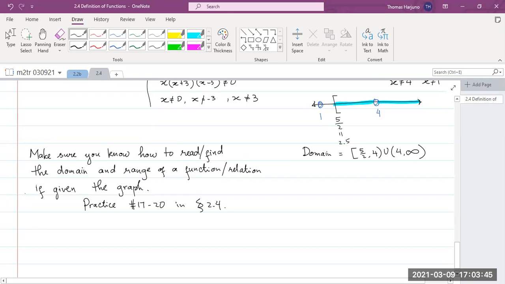Also about increasing and decreasing. In our textbook, that will be number 33 and 34.